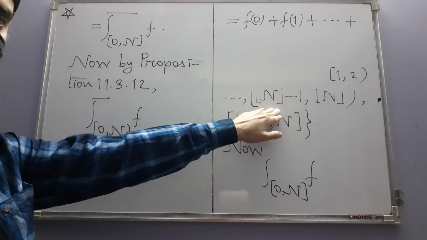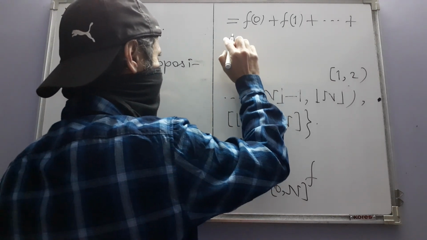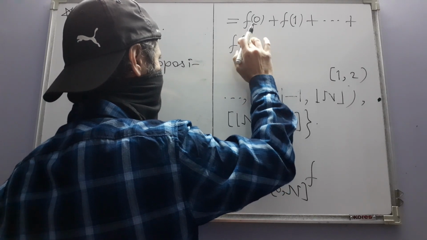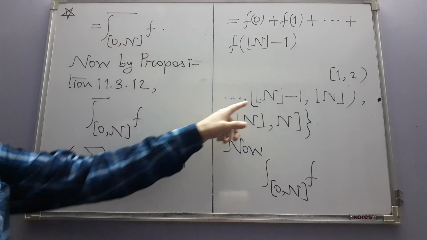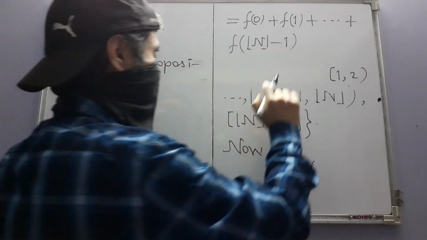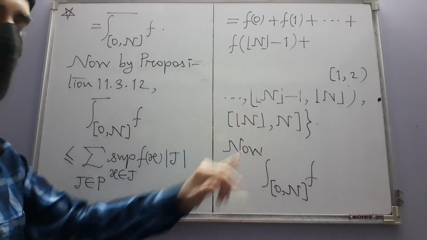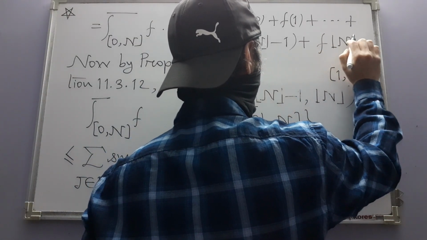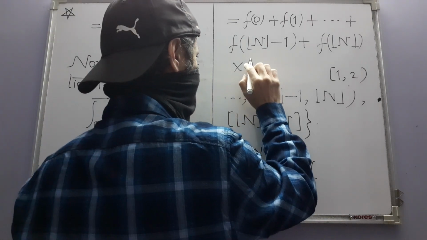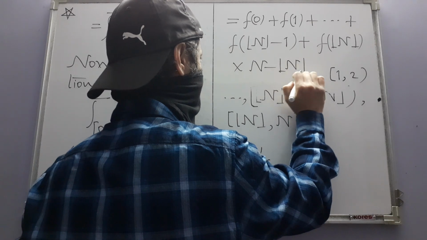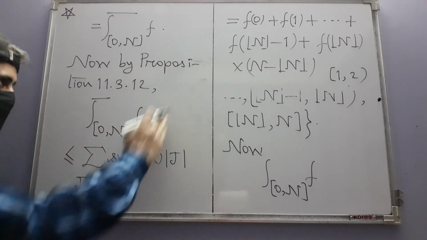Here also, the decreasing nature of f makes the maximum at this point. It assumes the maximum value at this point, f of floor value of n minus 1, times the length of this interval. This interval also has length 1. Fine. Plus, on this interval also, the maximum is attained at the left end point. So we write this, times, this time however the length is not necessarily 1. We have to actually write the length, and the length is this. Okay, so in trying to estimate this upper integral, we have got this upper bound for that integral.